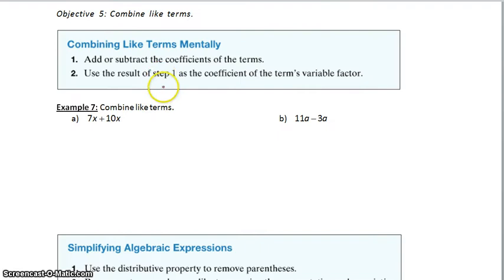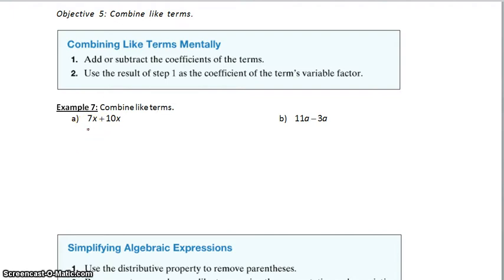Now we come to objective 5. We want to combine like terms. Now we're given some helpful hints here about combining like terms mentally. Number 1, add or subtract the coefficients of the terms. Number 2, use the result of step 1 as the coefficient of the term's variable factor. Now we can apply that to example 7a.